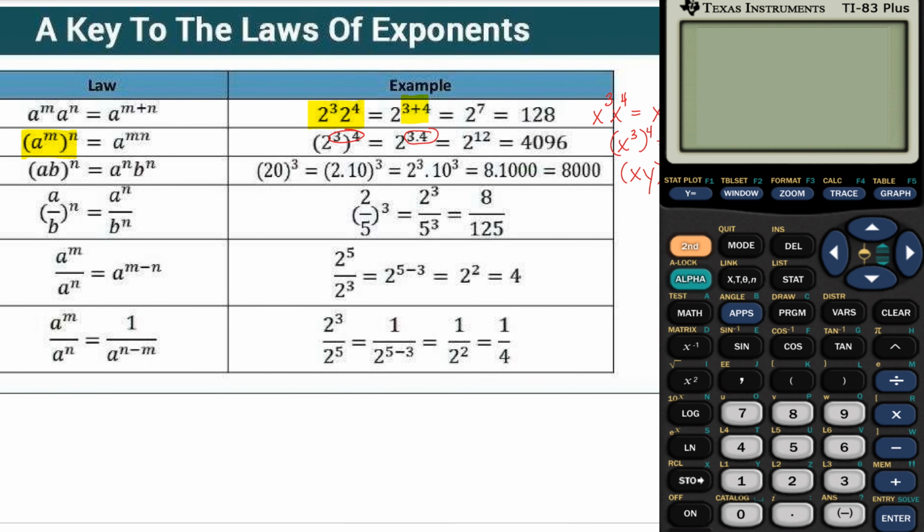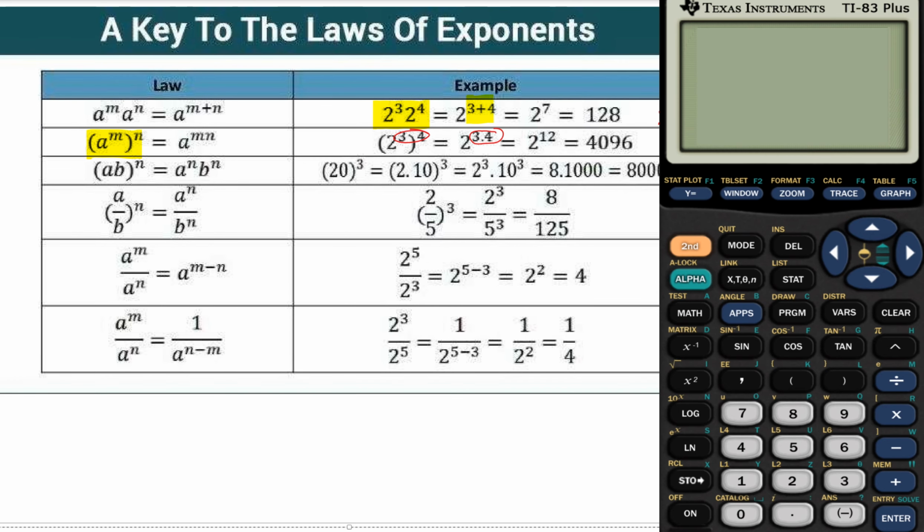Now, again, anytime we have a fraction, we take the exponent and distribute it to the top and to the bottom. Okay, so I like this example. We have 2 over 5, both raised to the power of 3. Well, I take that 3 and I'm going to go 2 cubed and 5 cubed, and I'm going to get 8 over 125.